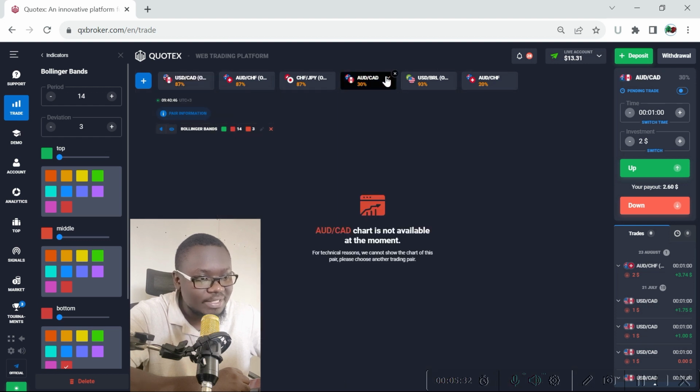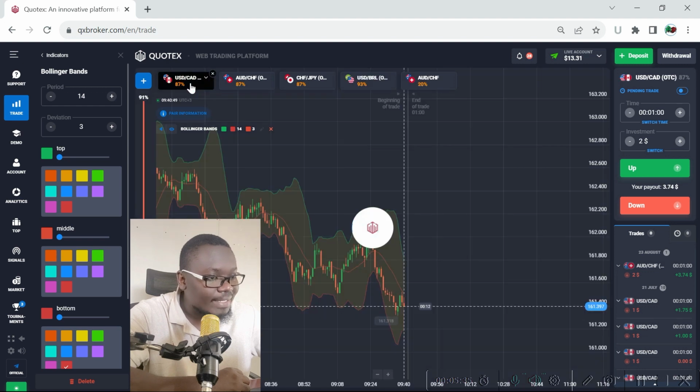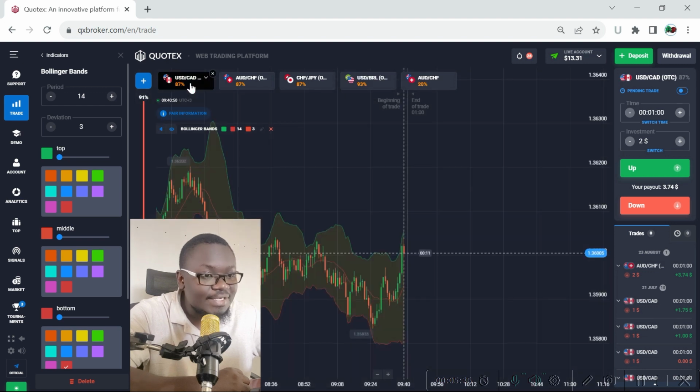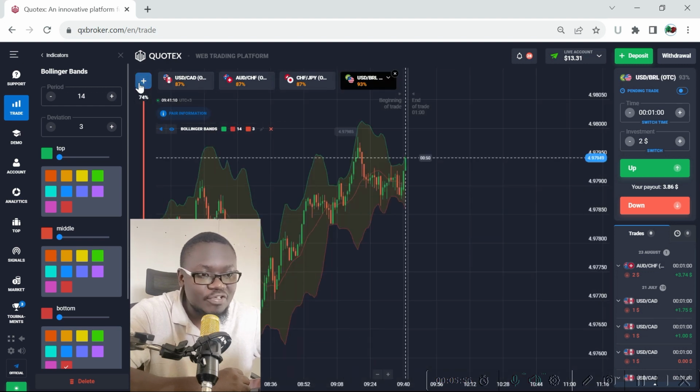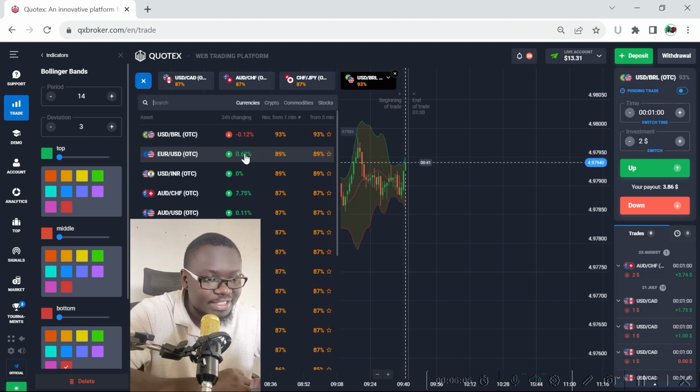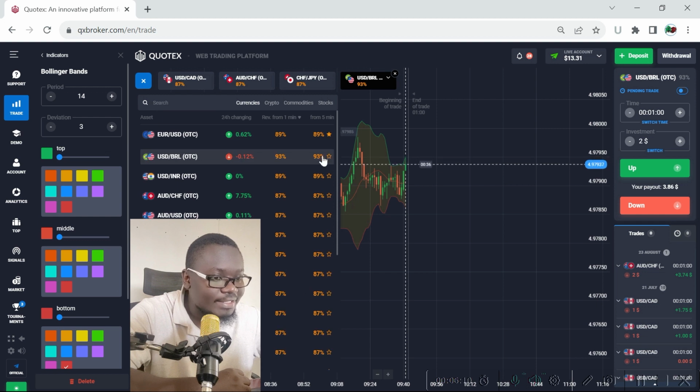We remove the ones that have a lower rate of return, these 30%. We don't need them. So if you want to add these assets onto your chart, just click on this plus sign and look at the rate of return that it is offering. If it is something that you'd like to add onto your chart, just click on it and it will be added to the chart.